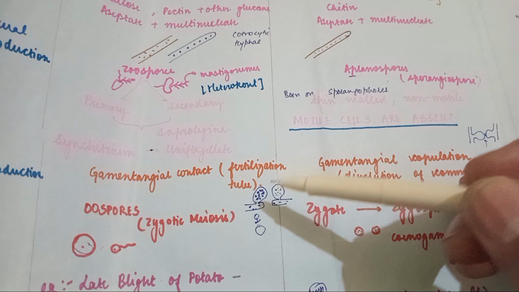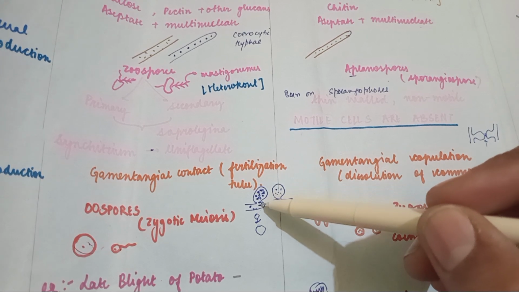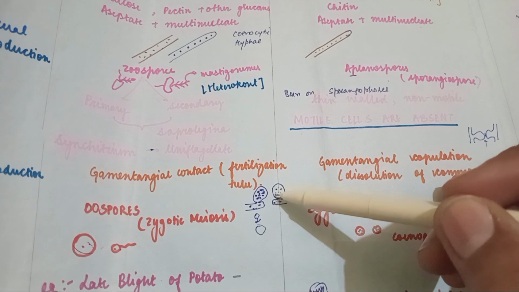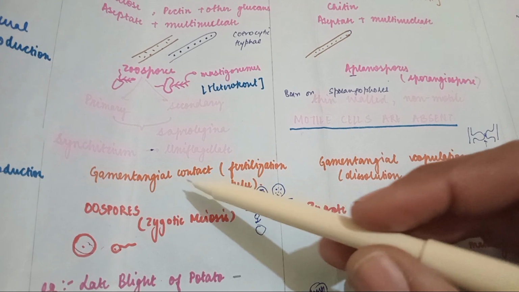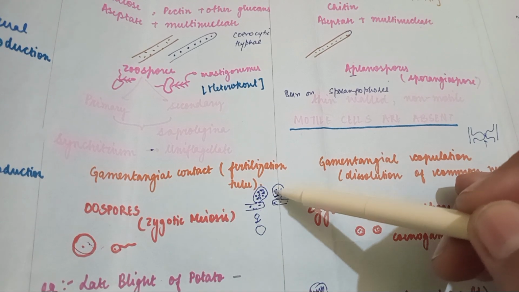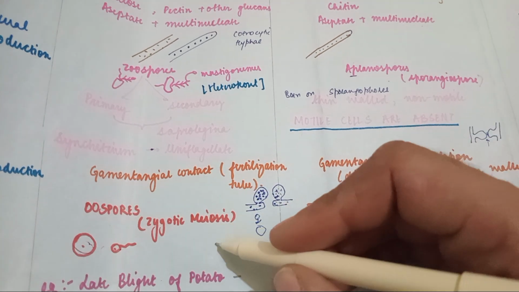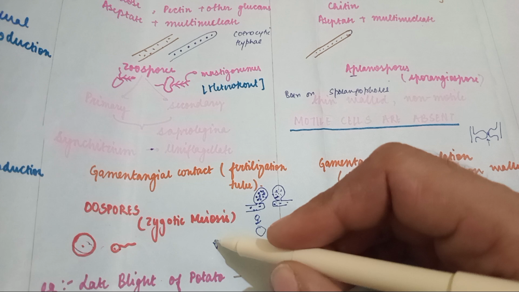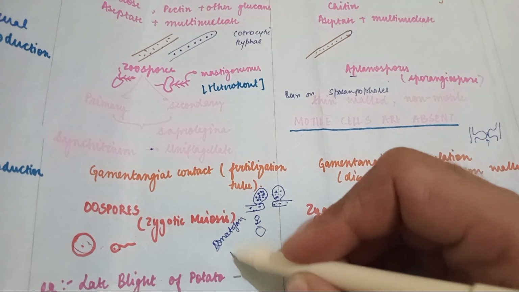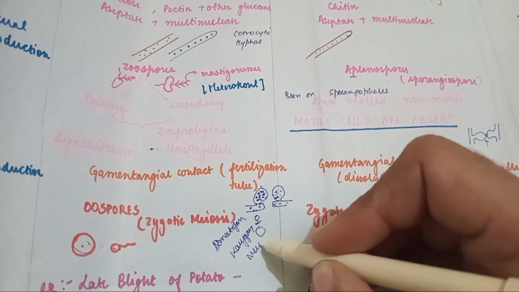The second thing you have to see is that the antheridia and archegonia are the two structures which are produced. There is gametangial contact between them, leading first to plasmogamy, then karyogamy, and then meiosis.